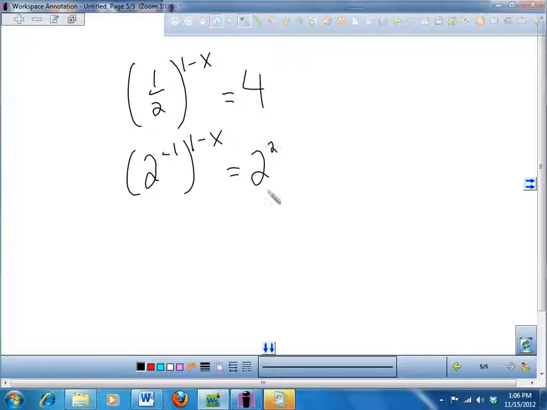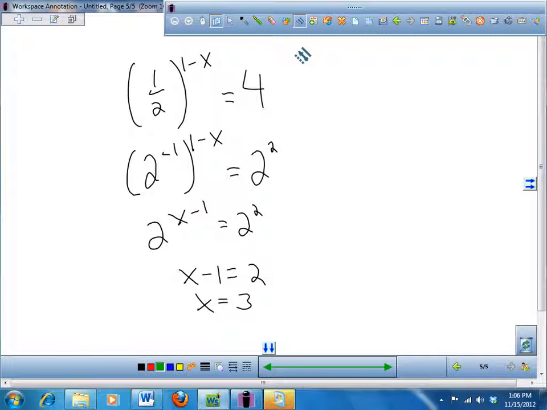So what you usually want to do is get these things to have the same base. And then you can distribute through the negative 1 over here because you multiply the exponents. So that becomes minus 1 times minus x, so it becomes x minus 1, equals 2 to the 2, so that must mean that x minus 1 equals 2, which means that x equals 3. Any questions? Okay.